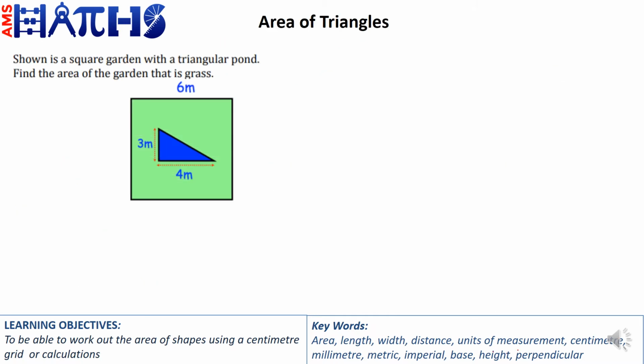Now let us have a look at this example. It said, shown is a square garden with a triangular pond. Find the area of the garden that is grass. So here we have our pond, which is blue. It has a shape of a triangle, and it said that our garden is square.